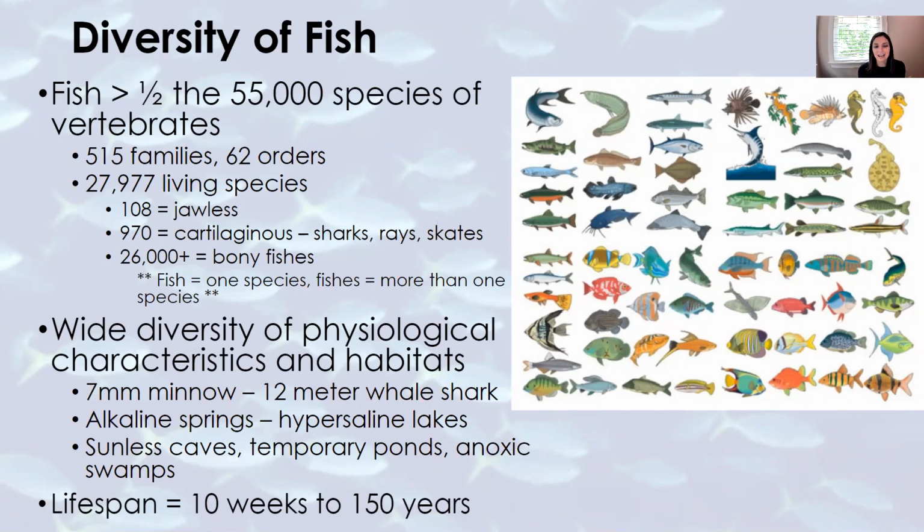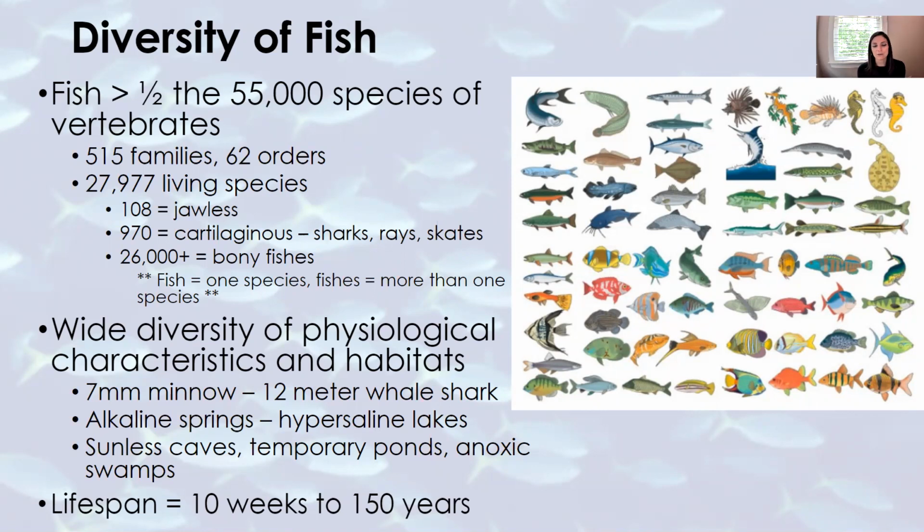Some can live in sunless caves, some can live in temporary ponds that will actually dry up, so some species have adaptations for breathing even when there isn't water. And some can live in anoxic swamps. So here we're talking about adaptations for surviving in extreme conditions. These species over time have adapted to live in these areas, and the individuals that had the characteristics that allowed them to survive and reproduce are the ones that passed on genes. And so over time, the species evolved to show those characteristics, those adaptations.